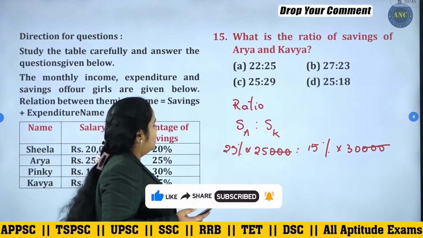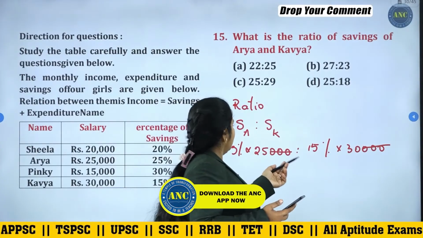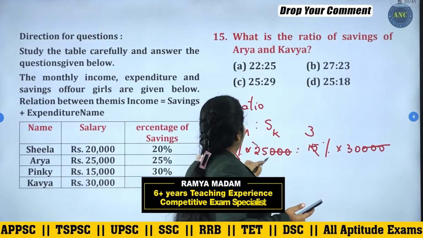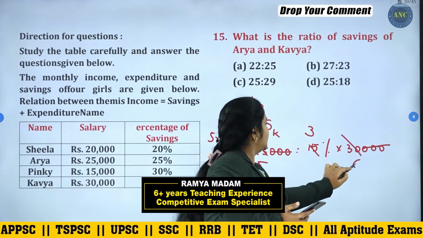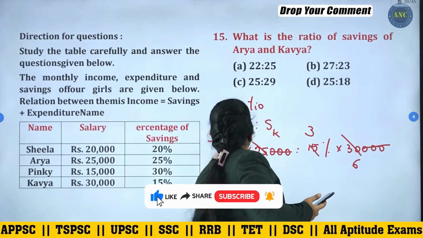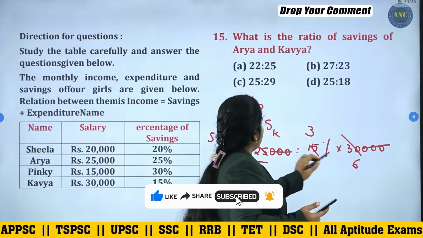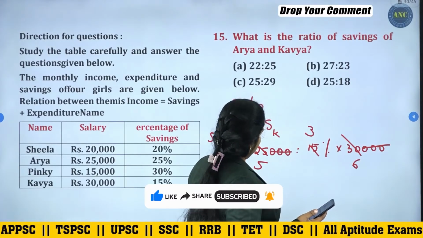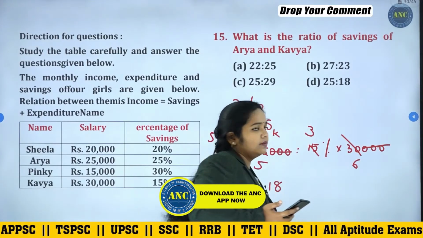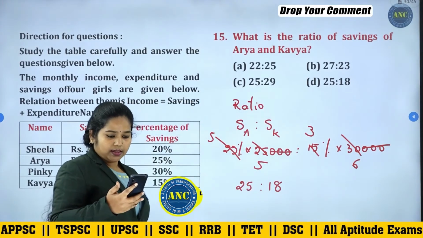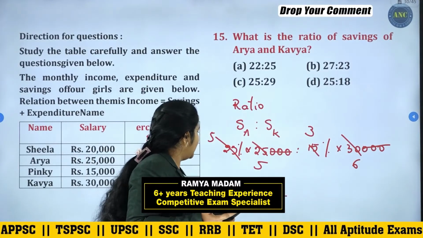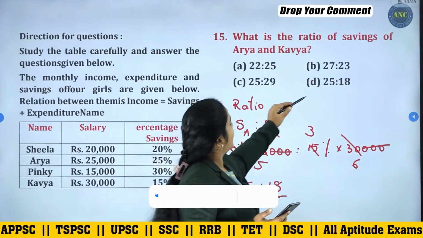So, you can do this directly. 5 5s are 25, 5 3s are 15. Again 5 5s are 25, 5 6s are 30. So, it's 5 5s are 25 is to 6 3s are 18. Clear? So, 25 is to 18 is the correct answer. Where is that? Option D.